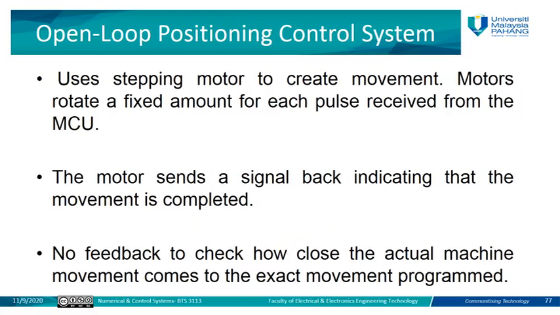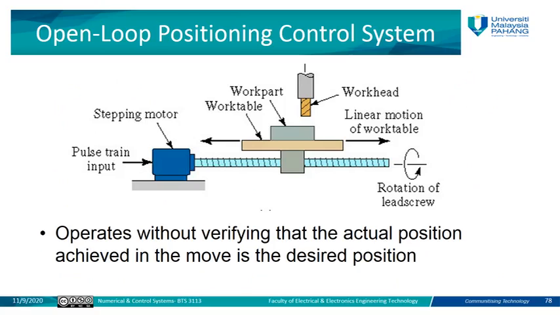So the stepper motor here is used to create movement, so the move will be in steps. Depending on the desired position we give, the stepper motor will give the output to move the axis of the positioning system to the required position. But there is no feedback to know what is the actual value of the system at this moment, for example. So here for the open loop, this is how the open loop system will look. This motor here, stepping motor or stepper motor.